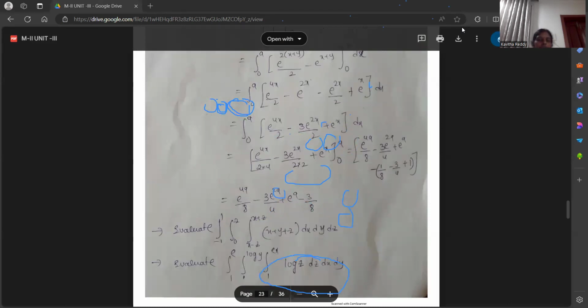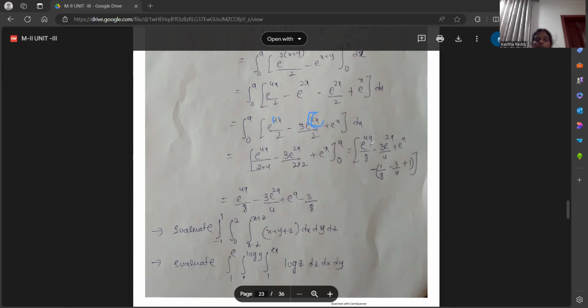The integration of e power 4x, again you need to divide by the differentiation of 4x, which is 4, divided by 2, so you'll get 2 into 4. Then 3 e power 2x. The integration of e power 2x is e power 2x, again you need to divide by the differentiation of 2x, so e power 2x by 2, that is 2 into 2, plus e power x, from 0 to a.